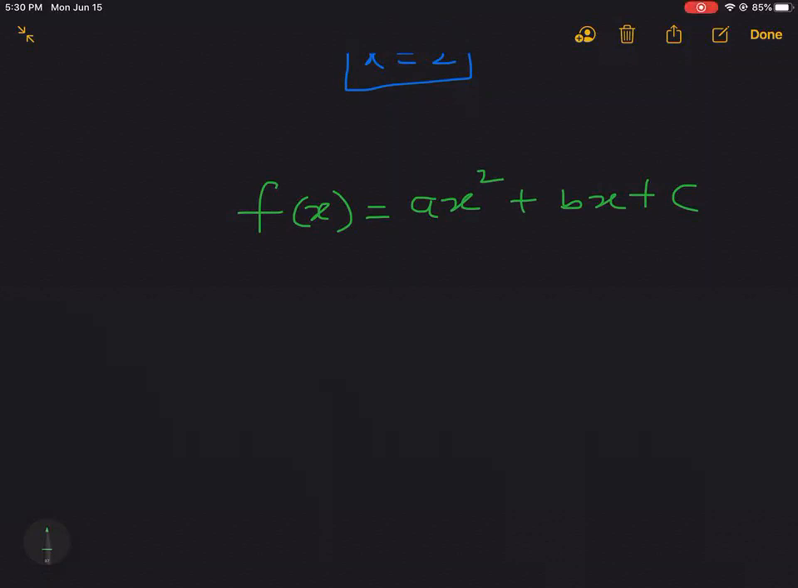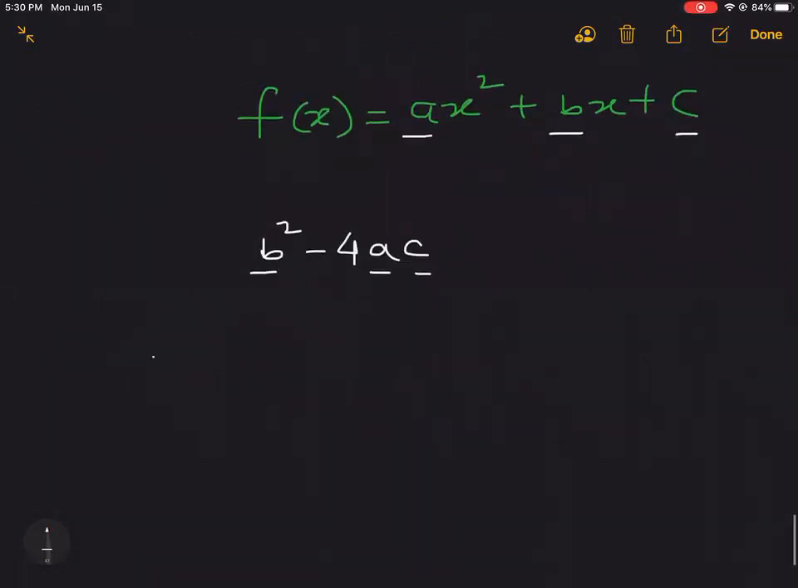Now what's that? We define the discriminant by b squared minus 4ac. Okay, and of course all of these a, b, and c come from this. So if b squared minus 4ac is strictly positive, we'll say that we'll have two distinct x-intercepts.